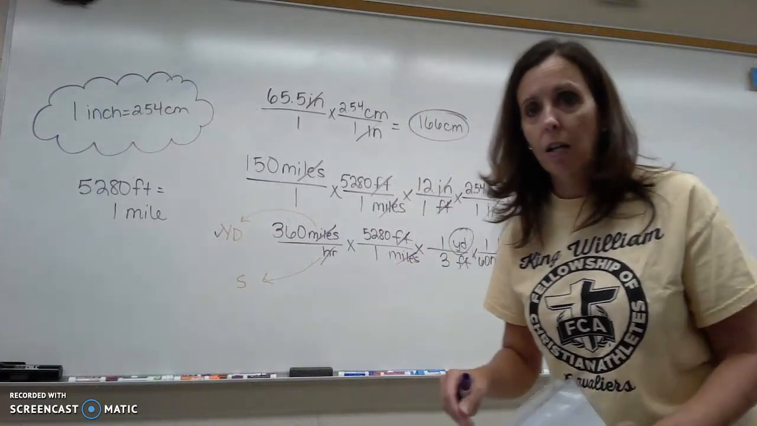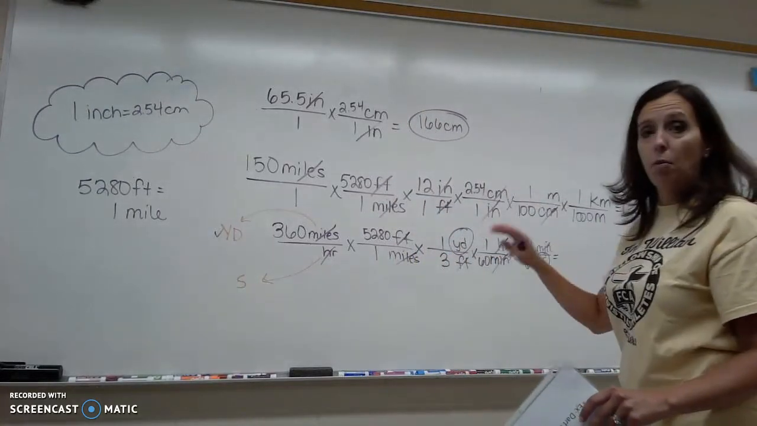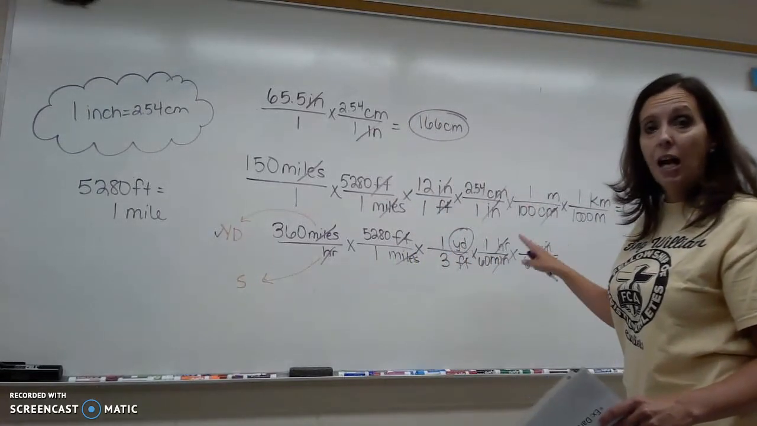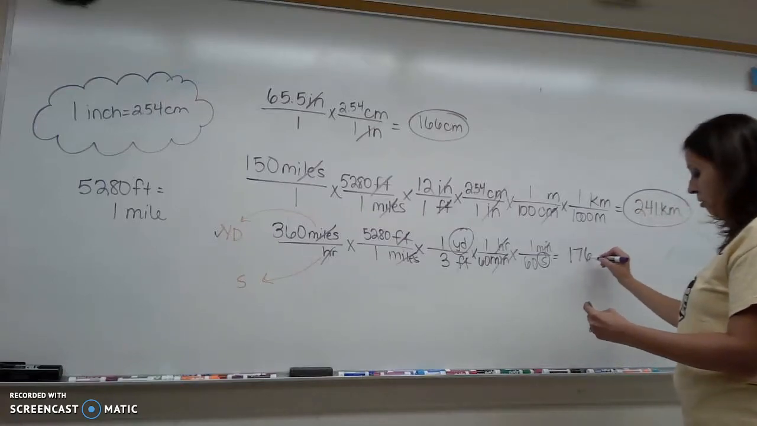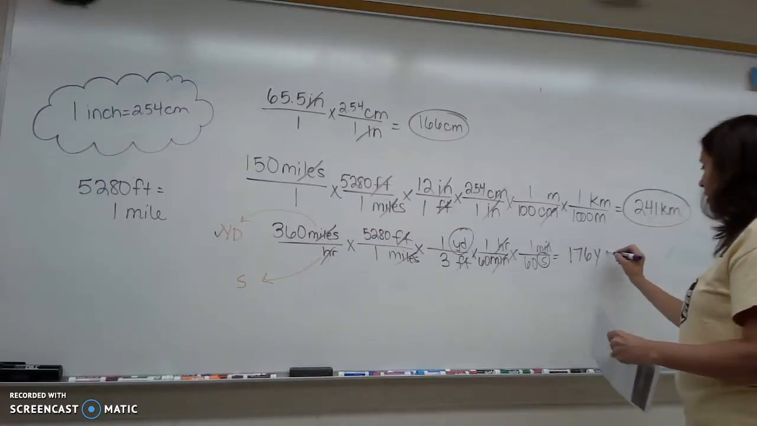Plug and chug in my calculator. Multiply everything across the top. Multiply everything across the bottom. Top divided by bottom. And your answer should be around 176. Okay?